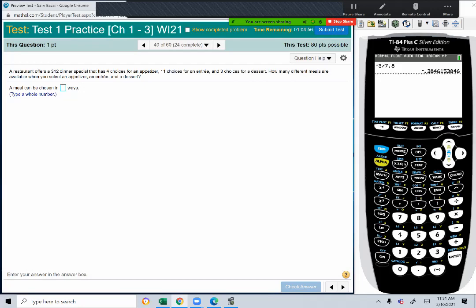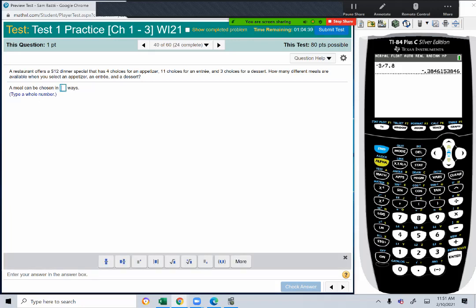A restaurant offers a $12 dinner special that has 4 choices for an appetizer, 11 choices for an entree, 3 choices for a dessert. How many different meals can you select? An appetizer, an entree, and a dessert. What do you do with those numbers, guys? You multiply them. So it's 4 times 11 times 3. Don't put this as an answer. It will not accept it. You need to type a whole number. So it's 44 times 3, which is 132. And that would be the answer.